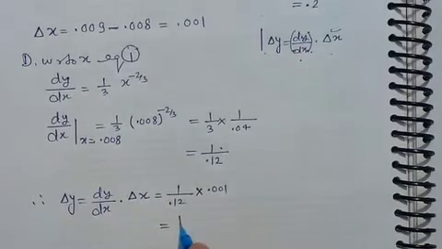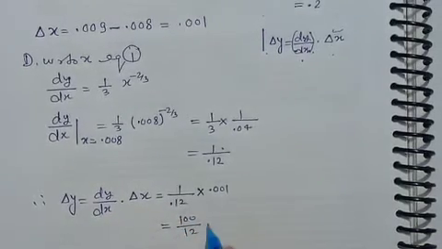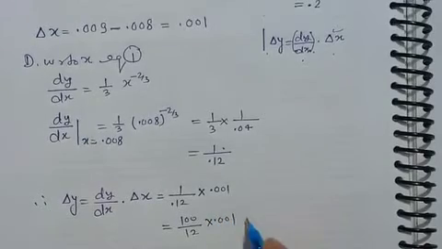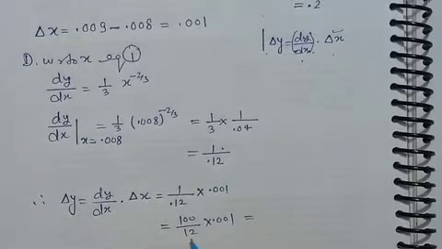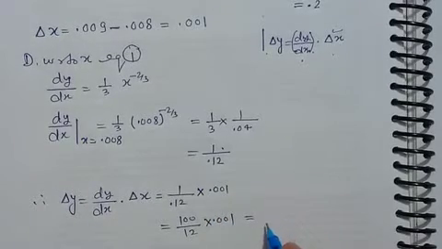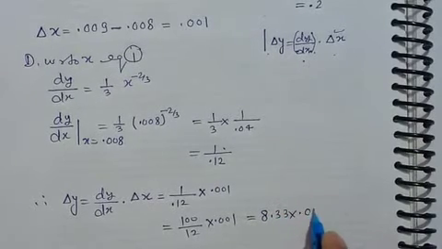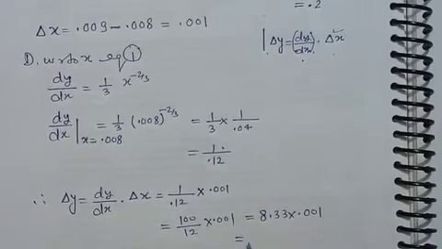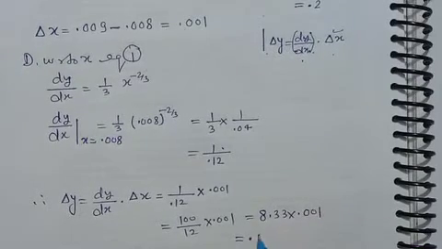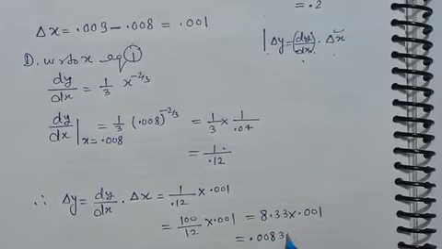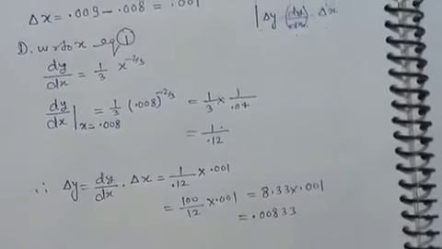So this is 100 upon 12 into 0.001. This is 8.33 into 0.001, or decimal 0.00833. This is change in y.